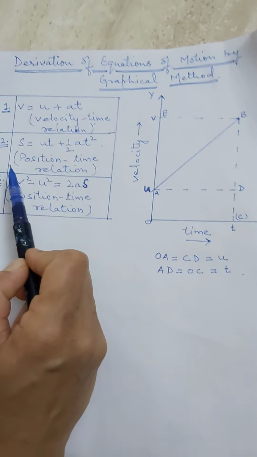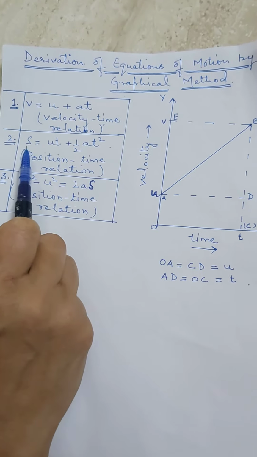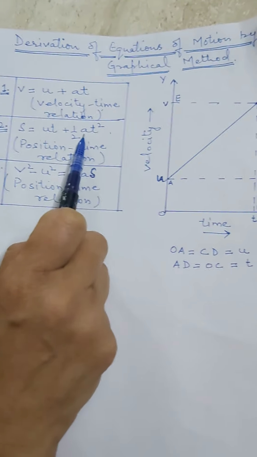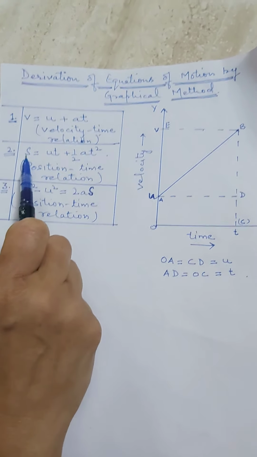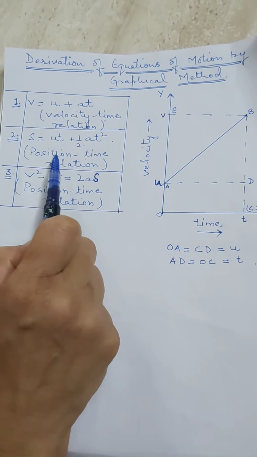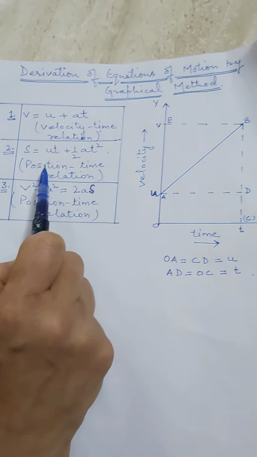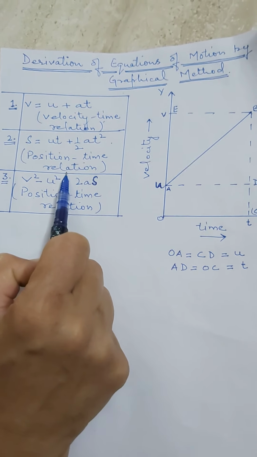S is equal to ut plus half at square, where S is position, distance, u is initial velocity, t is time and a is acceleration. So don't get confused with small s and capital S. Small s is speed and capital S is position. So it is also known as position time relation.